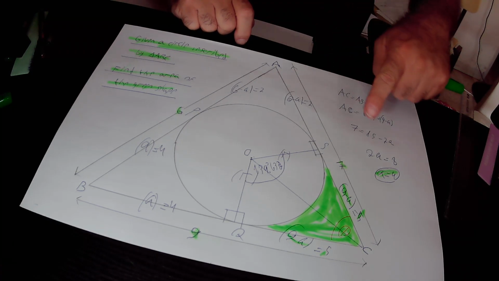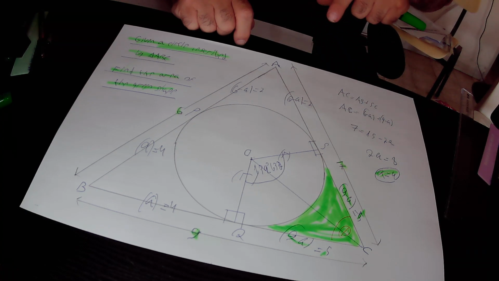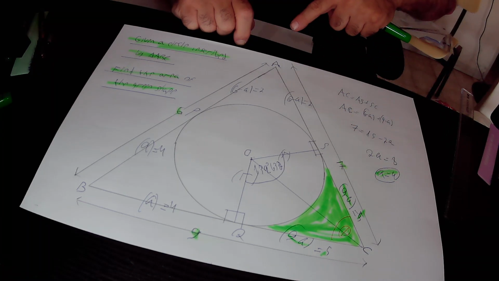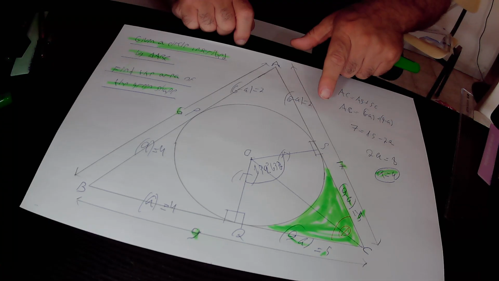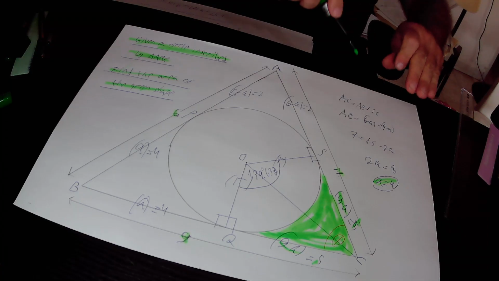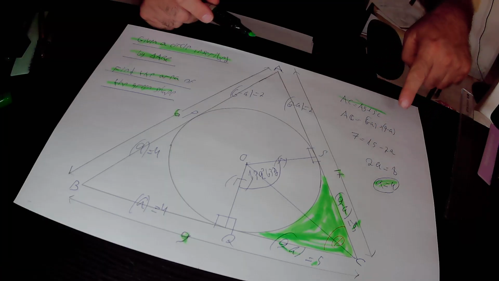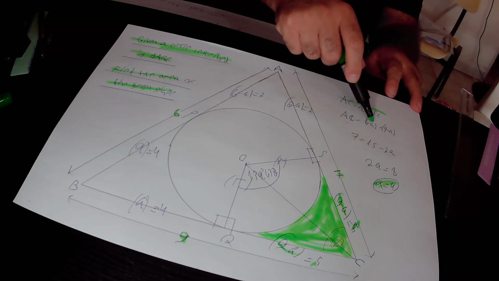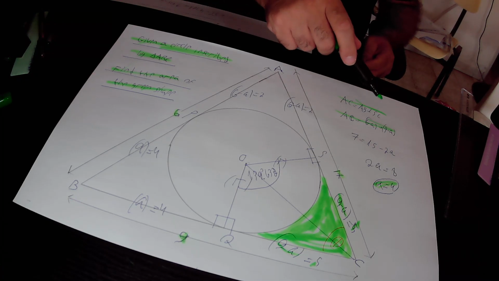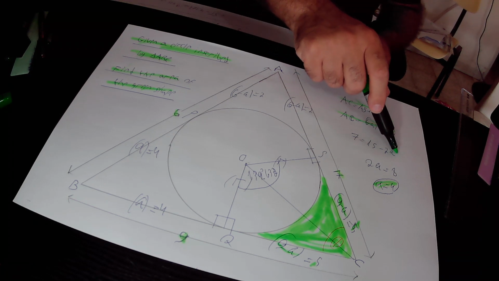What is the length of AC? AC is 7. But AC consists of 2 line segments, AS and SC. So AC is equal to 7, and it is equal to AS plus SC. So AC equals AS, that is 6 minus a, plus SC, that is 9 minus a. So in total, AC equals 6 minus a plus 9 minus a. So AC in total equals 6 plus 9 is 15, minus a minus a is minus 2a. So in total, 7 equals 15 minus 2a.